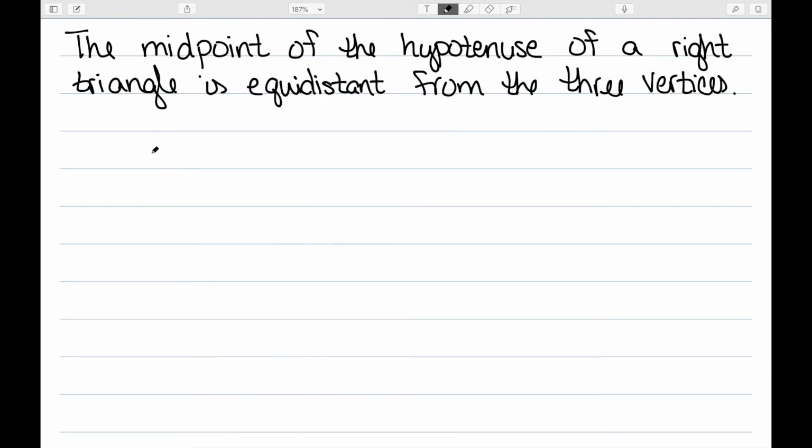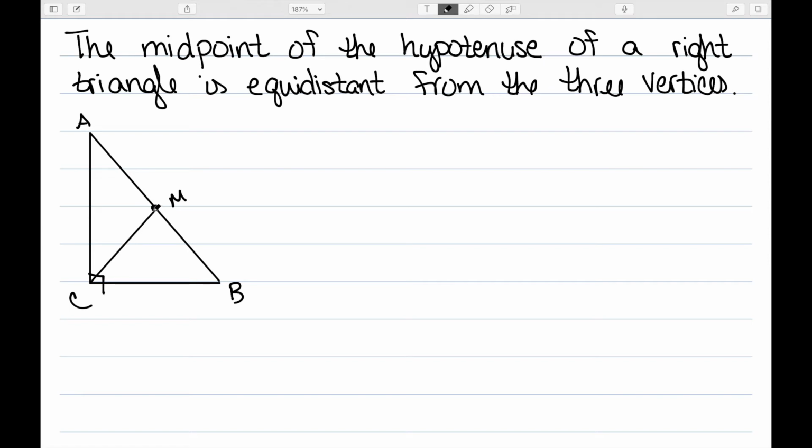The first thing I want to prove: the midpoint of the hypotenuse of a right triangle is equidistant from the three vertices. So let's suppose I have a right triangle, something like this, where this is my right angle. We'll call this A, B, and C. We're going to take the midpoint of the hypotenuse, we'll call it M, and draw the segment CM. So what I'm claiming is A to M is congruent to the segment MB, which is also congruent to CM.